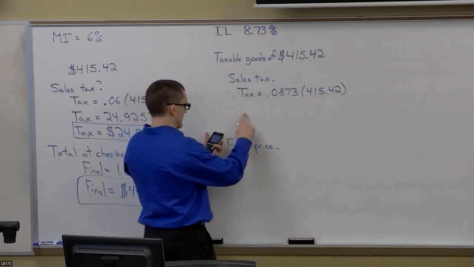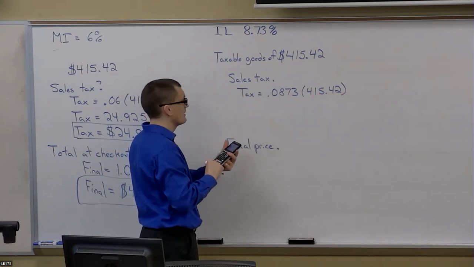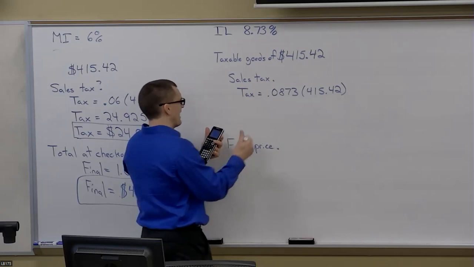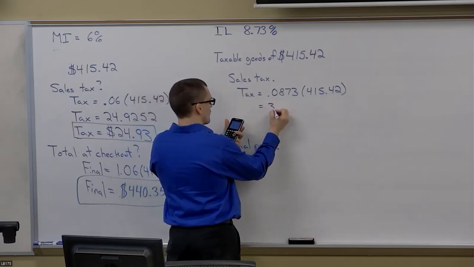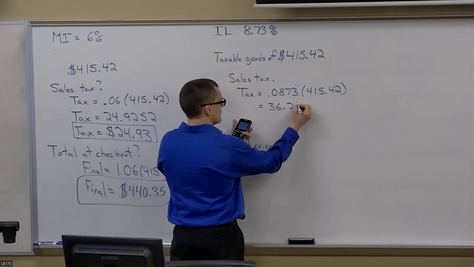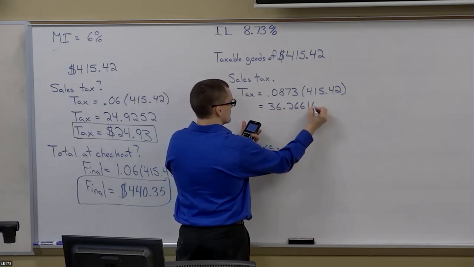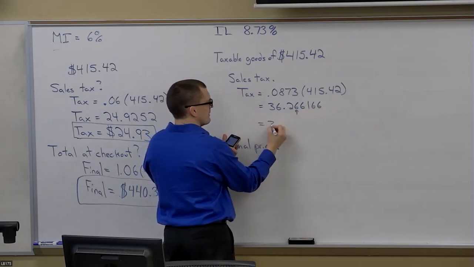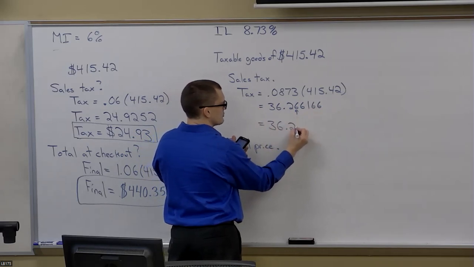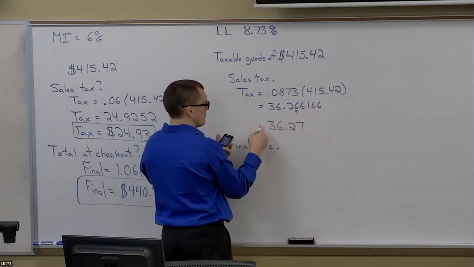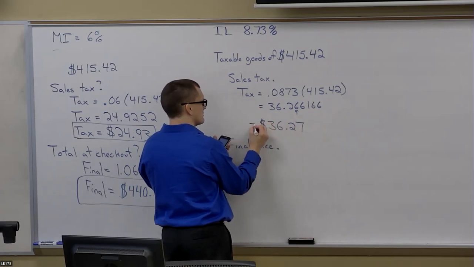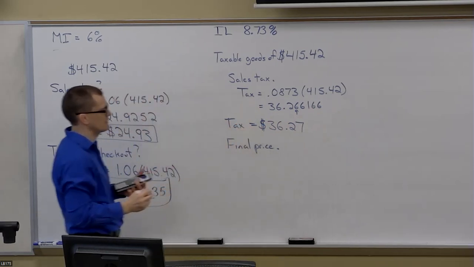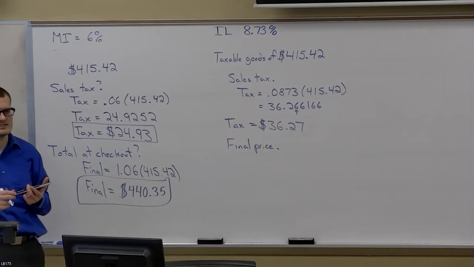Once I did this multiplication, 415.42, I ended up with 36.2666166. Again, if you're rounding to 2 decimal places, that becomes 36.27, and the label on that would be dollars. So the amount of sales tax would be $36.27.